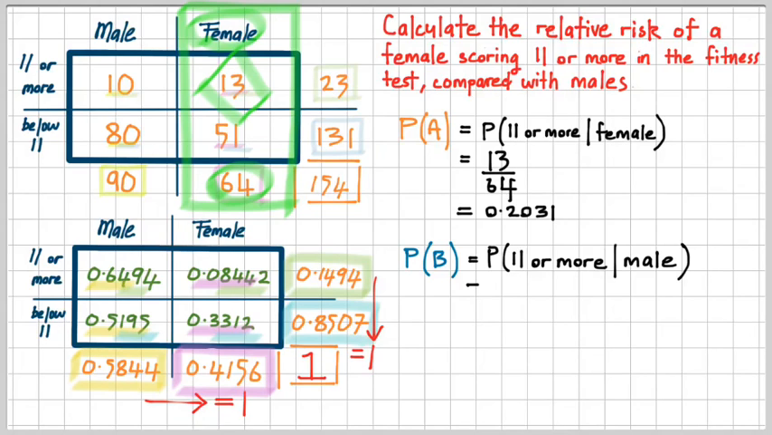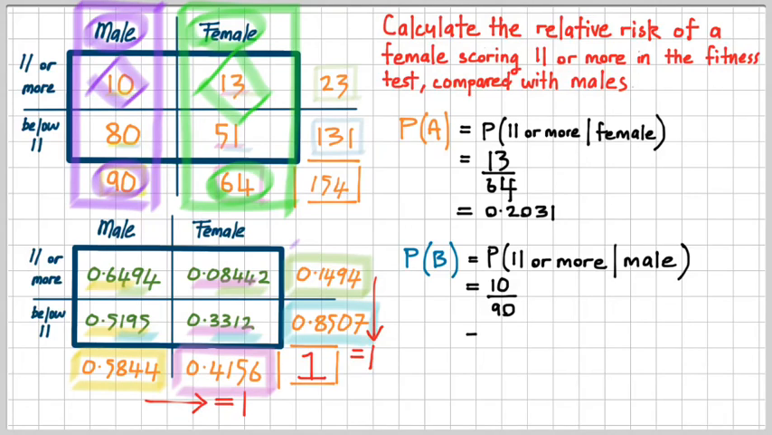So let's have a look here. So there's your males. That's the highlighted part of the table which we are concerned about. We've got 90 males in total, and 10 scored 11 or more. Now, going back to the calculation, it's going to be 10 divided by 90, which equals 0.1111. Now, these two probabilities are rounded to 4 significant figures. So let's press on and calculate the relative risk.